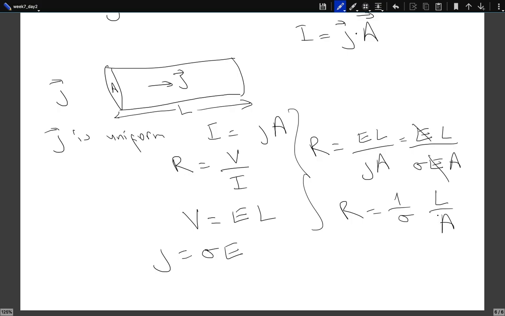Conductivity is a property of the material itself, so this is a constant. But this tells me that the electric field should be changing as a function of the distance from the center. If the electric field is changing as a function of the distance from the center, the potential difference is not just electric field times the distance, because that is true only if the electric field is a constant. So this will no longer hold.